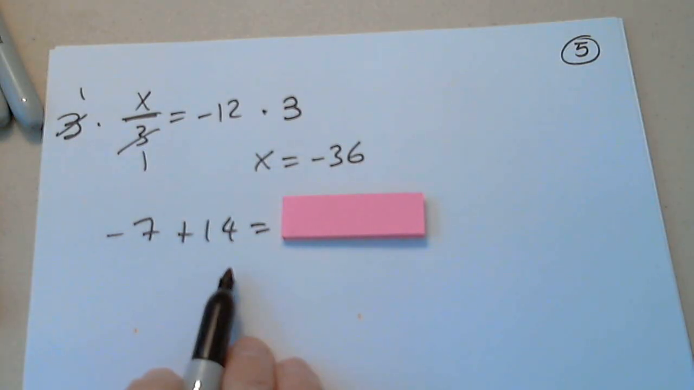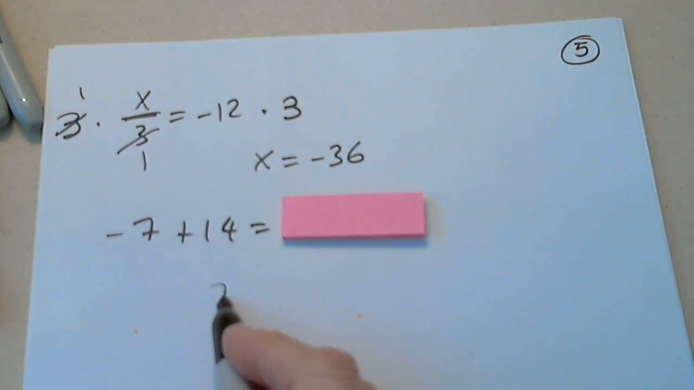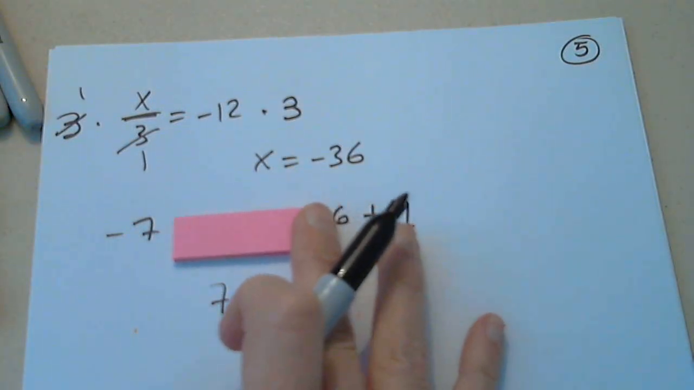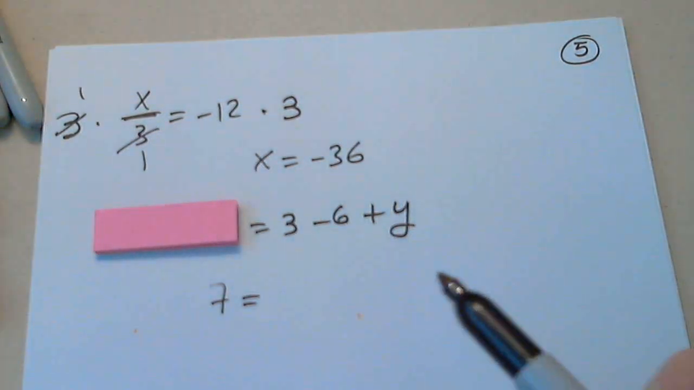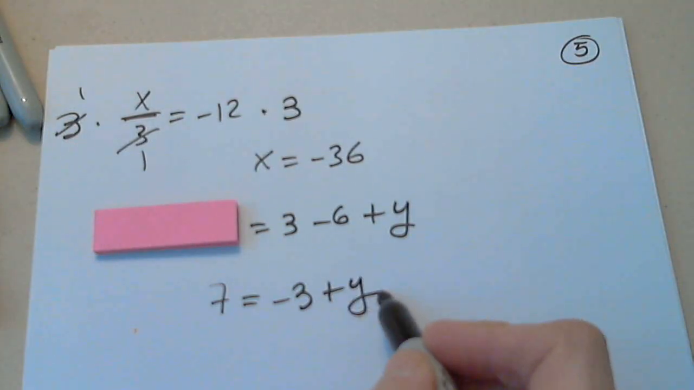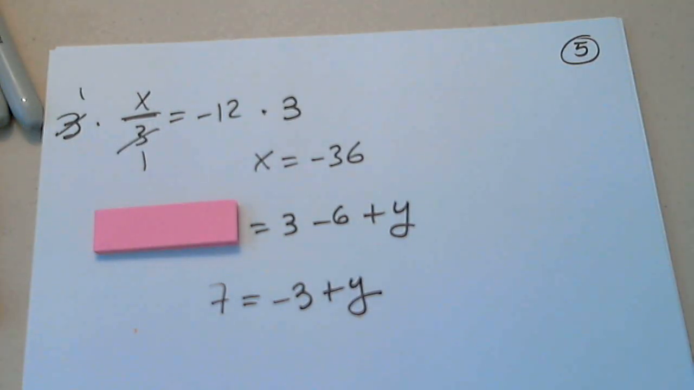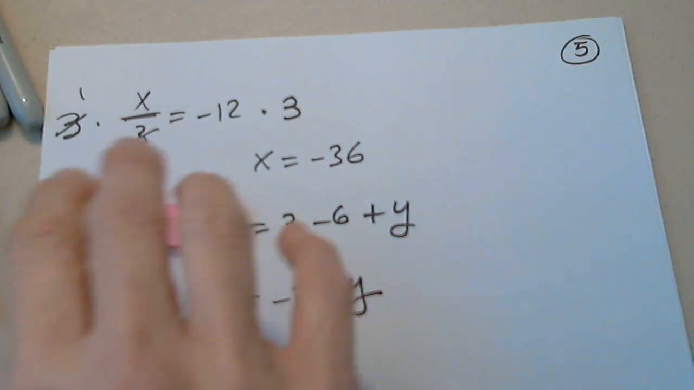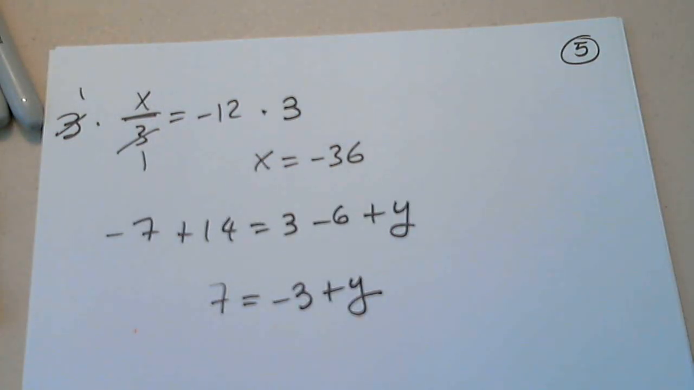Negative 7 plus 14, we know that that is 7. Then you look at the right-hand side. 3 minus 6 is negative 3 plus y. Are we okay so far? After you fully simplify both sides, now you can think in terms of moving terms around.